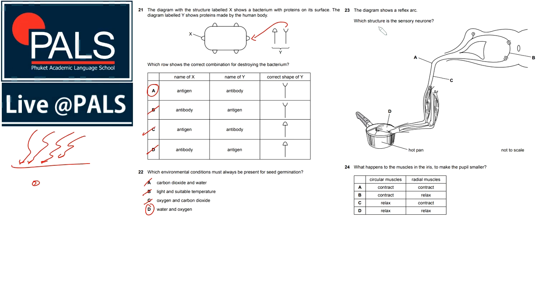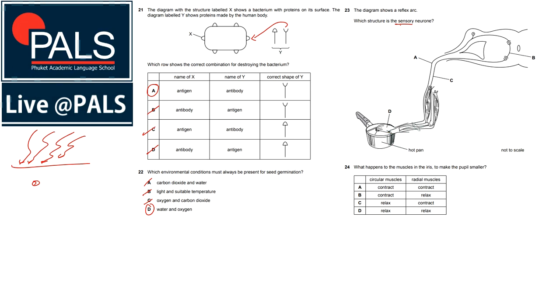The diagram shows a reflex arc. Which structure is the sensory neuron? The sensory neuron is what senses, what detects a stimulus. So we can see the hand touches the hot pan, and we can see here nerve endings.